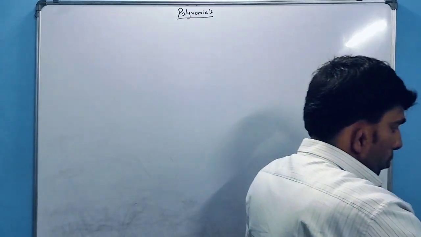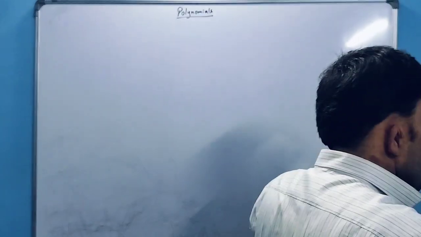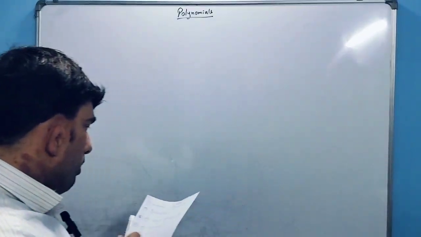Okay, now we'll move to the numericals. I have a few numericals. Let us see first. Now they're asking to factorize using identity. First question is (x + 4)(x + 10).